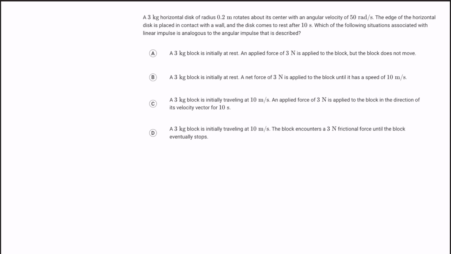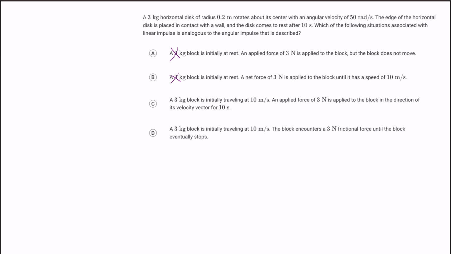So let's look at B. It says a 3 kilogram block is initially at rest. A net force of 3 newtons is applied to the block until it has a speed of 10 meters per second. And that's great and all. But this is different from the problem that we read above, because in that problem we have an object that has some angular momentum, and then it experiences friction, and then the angular momentum goes down. For B, it had no momentum, and the momentum goes up. So right there, I don't really like that as an analogy to the problem read above. So I'm going to go ahead and say that A and B so far are pretty much out for me.